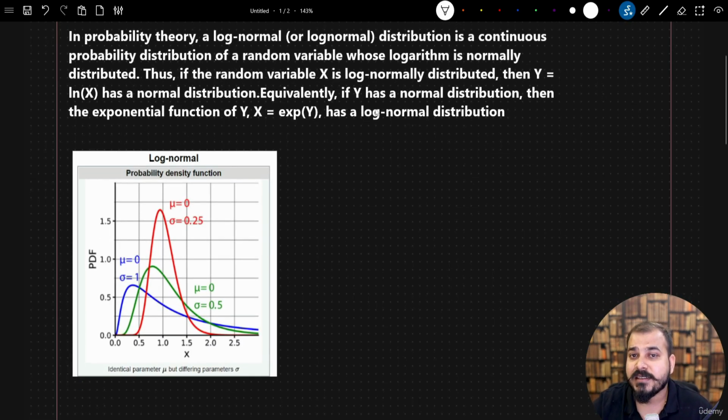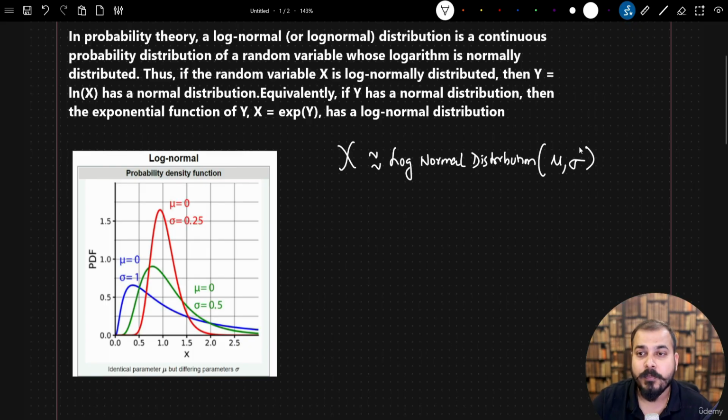Over here, it says that x, which is a random variable, will belong to a log normal distribution. So here, I'll write it as log normal distribution with some mean and standard deviation. Now let's consider x is a random variable that belongs to a log normal distribution. And whenever we talk about log normal distribution, one thing you need to understand: on the left hand side, I have displayed a figure.